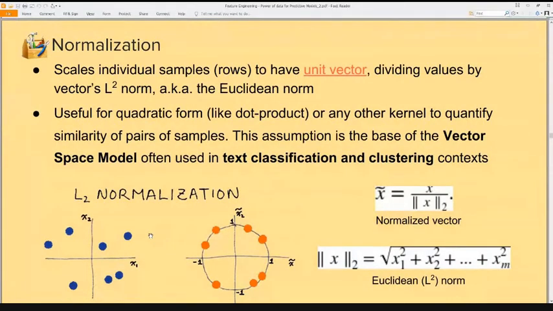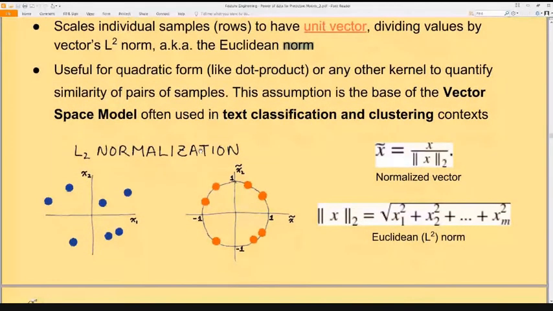So another feature engineering technique is normalization. Normalization scales individual samples or rows to have a unit vector by dividing values by the L2 norm, which is the Euclidean norm. It is useful for quadratic forms like dot products or any other kernel to quantify similarity of pairs. Normalized vector.